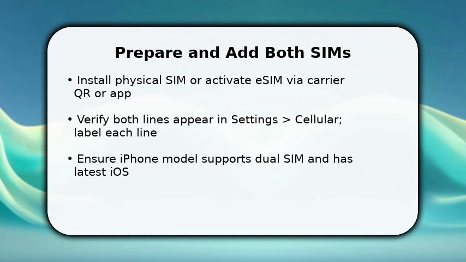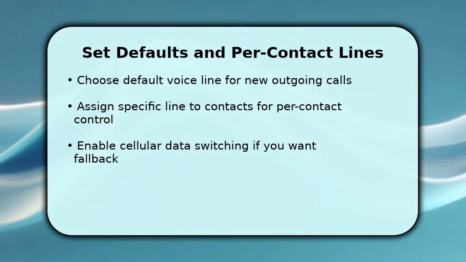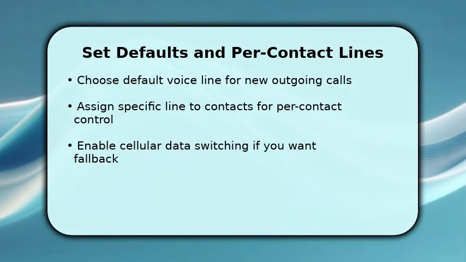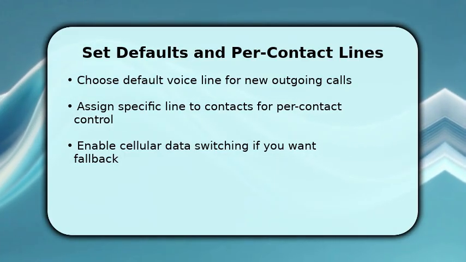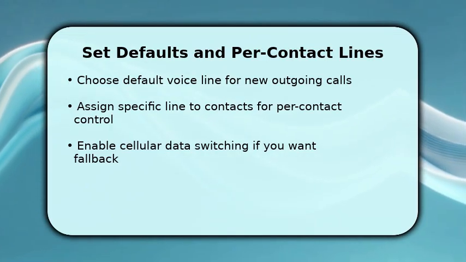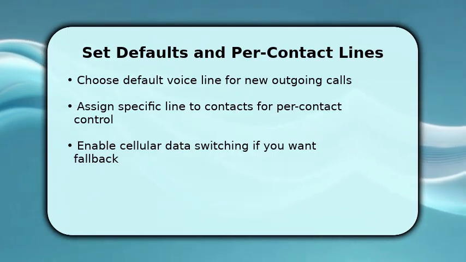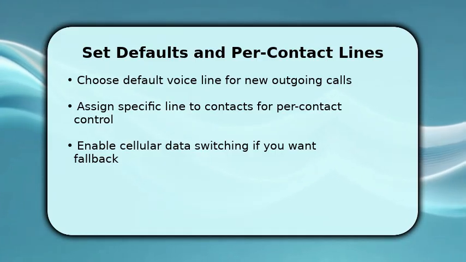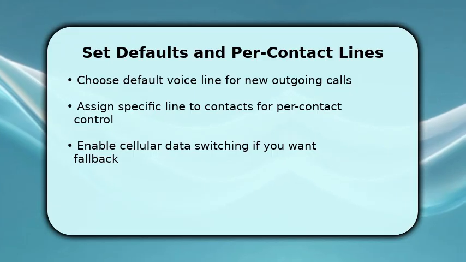Now configure behavior. Open Settings, Cellular, Default Voice Line and pick which SIM you want for most outgoing calls. This avoids prompts every time. For precision, edit a contact, tap Default Line, and assign the preferred number. This is handy for business versus personal calls. Also allow cellular data switching if you want calls to use the other line's data when needed. These steps reduce friction and explain why calls use one line.